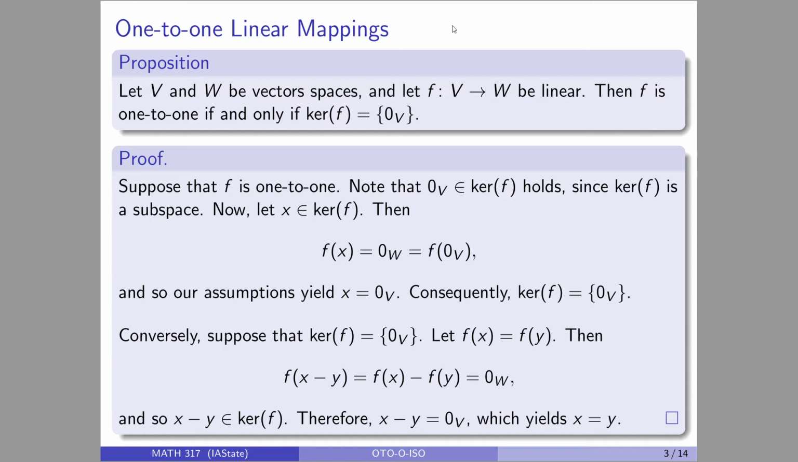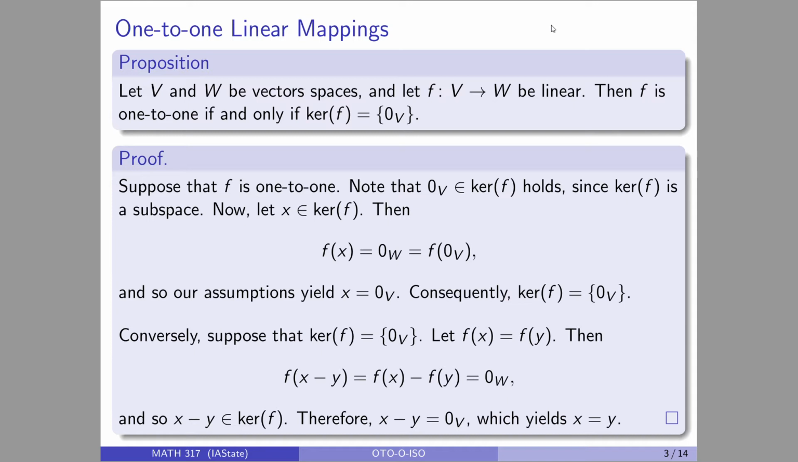I'm clapping, because that's an amazing thing, right? These sorts of connections here, you always want to make them because they will make your life a lot easier. All right. Okay, so we got a characterization of one-to-one mappings, linear mappings, in terms of a linear algebraic ingredient, the kernel.